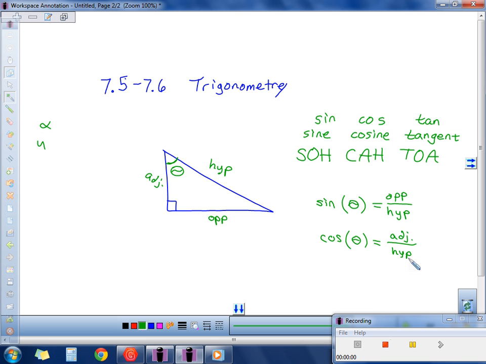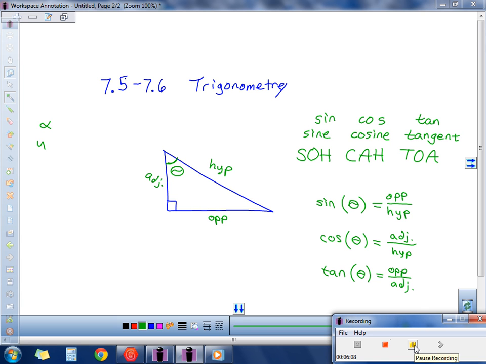Now we have one more. The third one is tangent. Tangent has O and A. We already said O. What's that? Opposite. And A goes on the bottom. That's adjacent. Those are our three trig ratios.